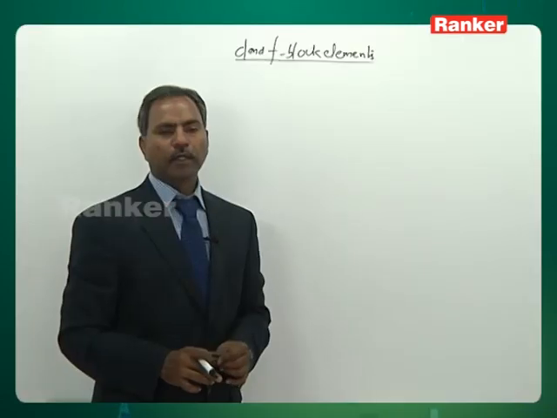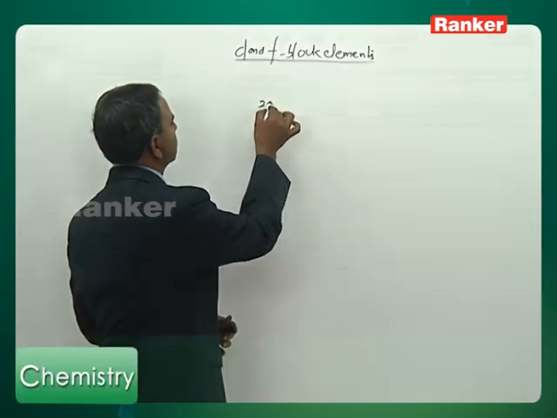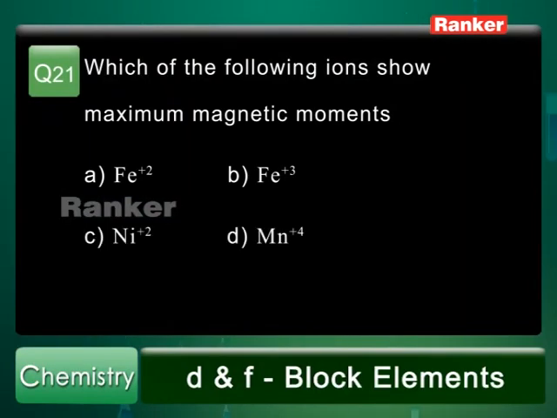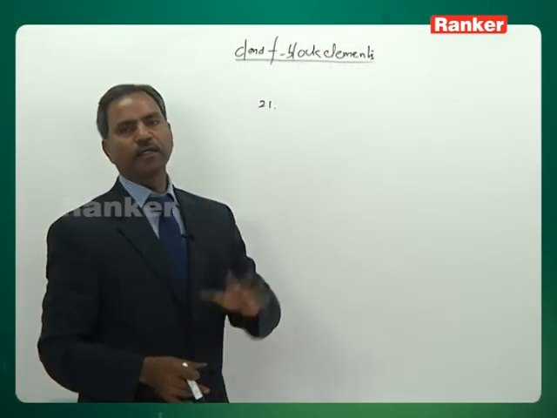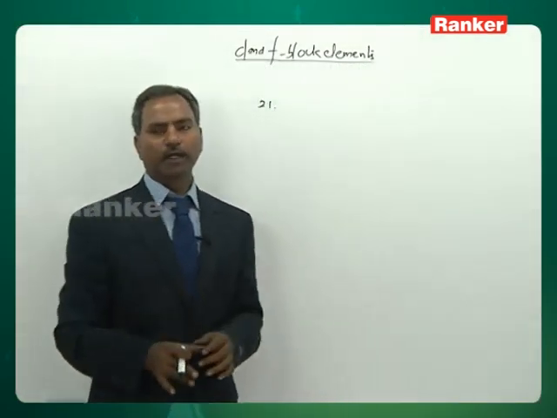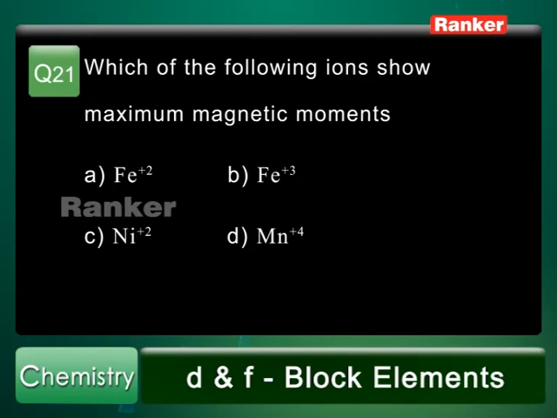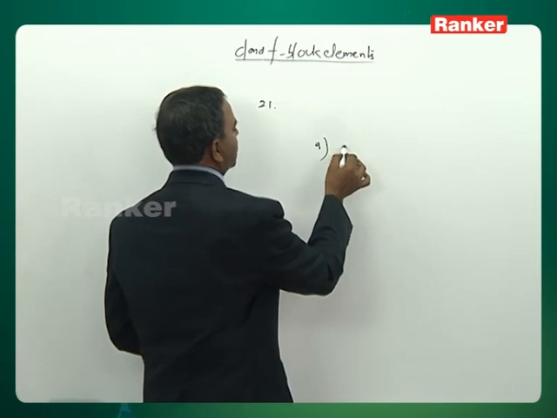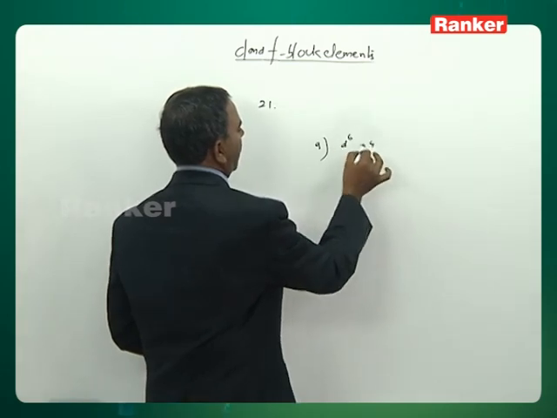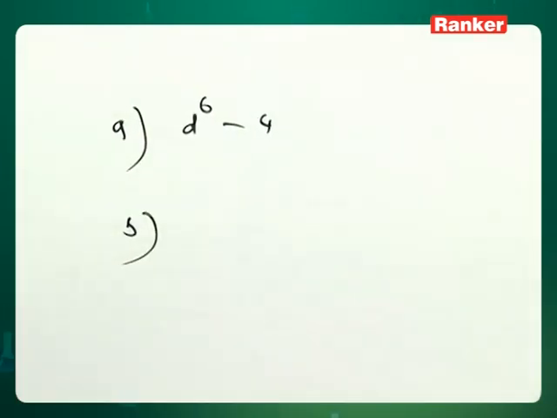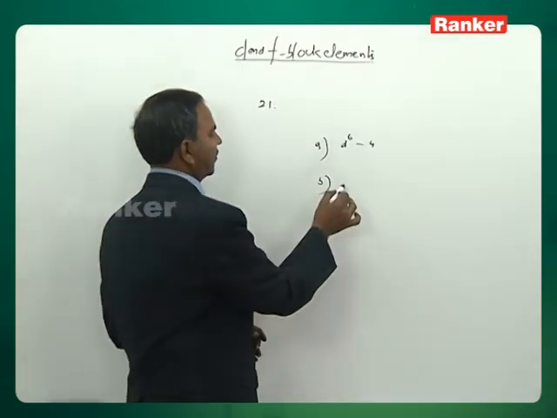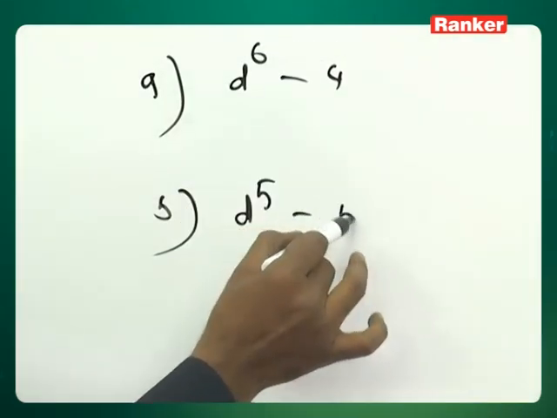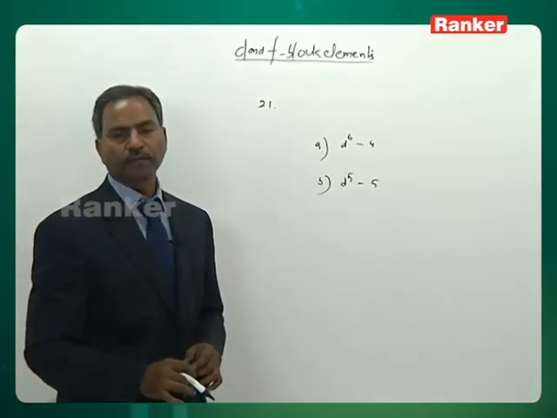Coming to question number 21. Which of the following ions shows maximum magnetic moment? See, wherever magnetic moment comes, check which ion carries the most unpaired electrons. Coming to option A, Fe plus 2. Yes, Fe plus 2 means d6 configuration, 4 unpaired electrons. Coming to option B, Fe plus 3, the ferric ion, yes, d5, 5 unpaired electrons.